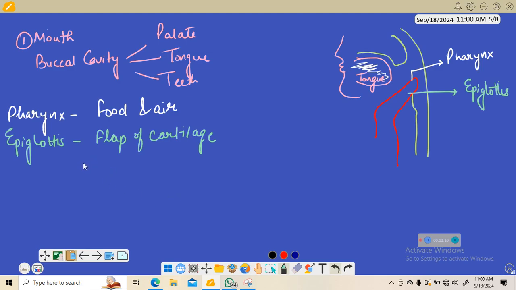Now the respiratory system is also there, right? So the food pipe is different and the windpipe is different. What the epiglottis does is make sure that whatever food we eat enters the esophagus. It should enter the food pipe only, not the windpipe. So it prevents the entry of food into the windpipe.